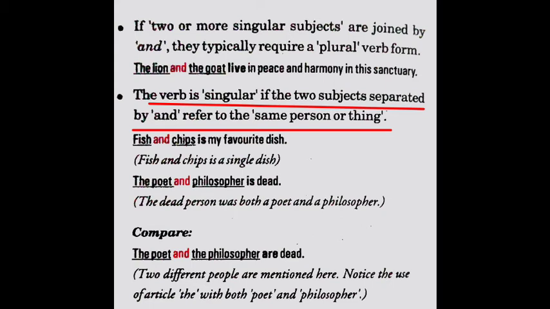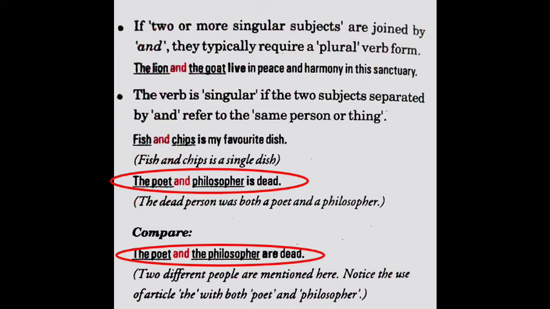Now, if the two subjects that are being separated by and refer to the same person or thing, so the subject before and after and are referring to the same person or thing, then the verb is singular. For example, fish and chips is my favorite dish. Here, both of them refer to the same thing, a dish. So, we have used is.